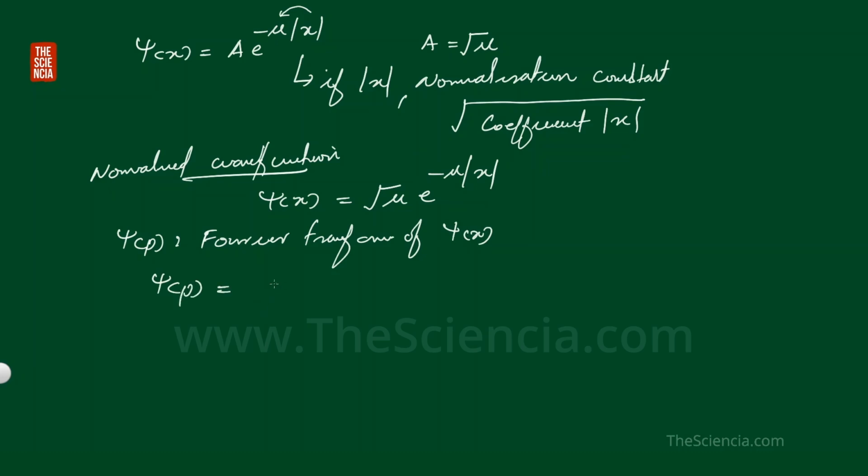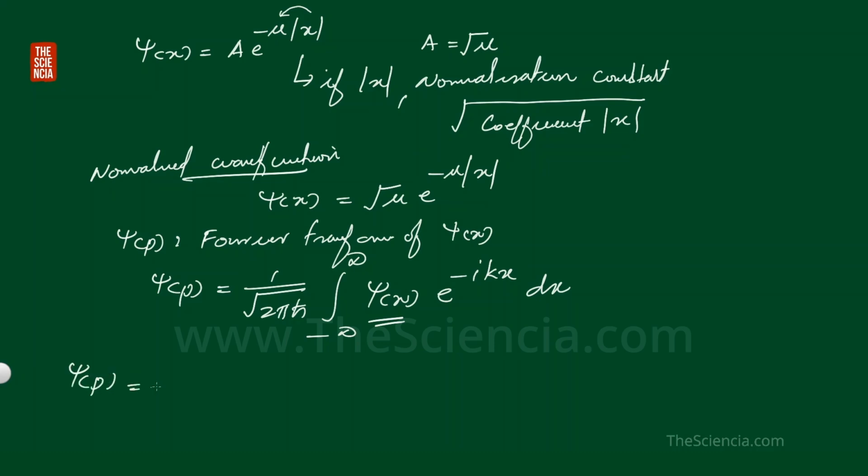That is, psi of p is equal to 1 by root 2 pi h cross, integral from minus infinity to infinity of f of x, where f of x is psi of x, e raised to minus i kx dx. So we can substitute for psi of x and evaluate this integral. That is, psi of p is equal to 1 by root 2 pi h cross, integral from minus infinity to infinity, psi of x, which is the normalized wave function root mu e raised to minus mu mod x, into e raised to minus i kx dx.